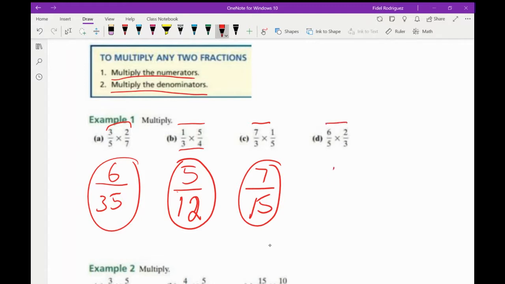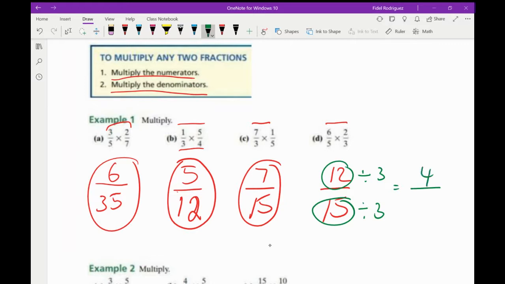Let's see, 6 times 2 is 12. 5 times 3 is 15. And this one here we can actually reduce. We can divide both of these numbers here by 3. And so when we divide them both by 3, that's going to give me a 4 over 5, right? So my answer here will be 4/5.